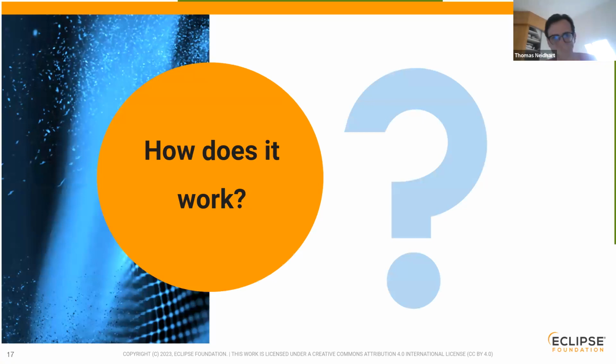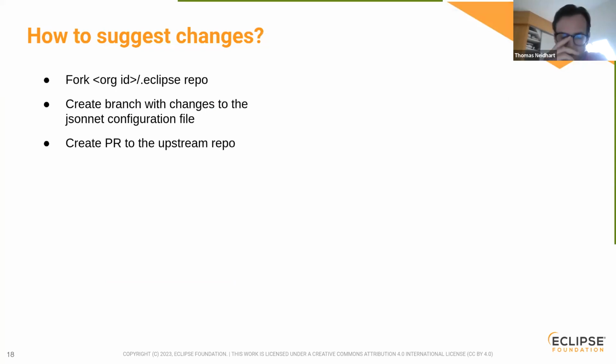So how does it work for you from a user perspective? That's maybe the more interesting part. For now, it was more the technical details, but now it's about how you can use this service for your project. So how do you make changes to this configuration? What you have to do at the moment is fork the .eclipse-fdn repository.